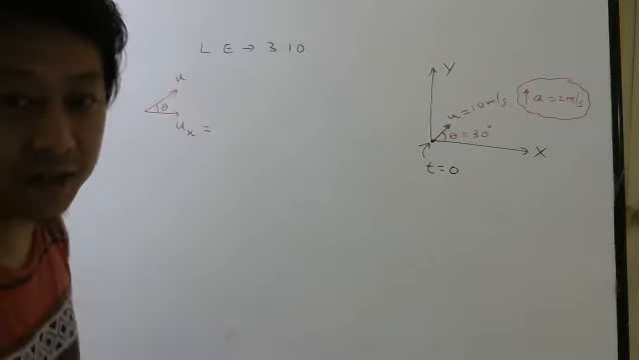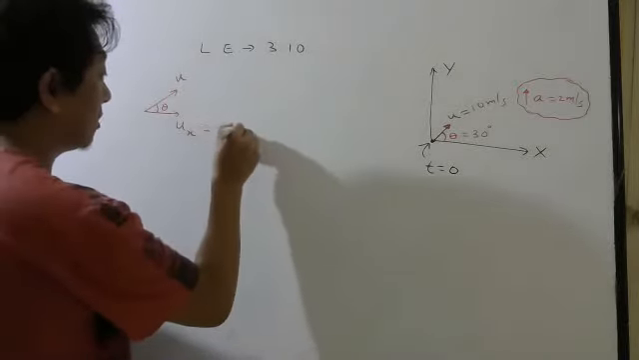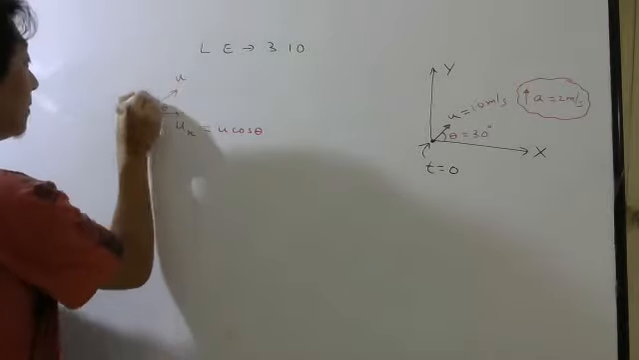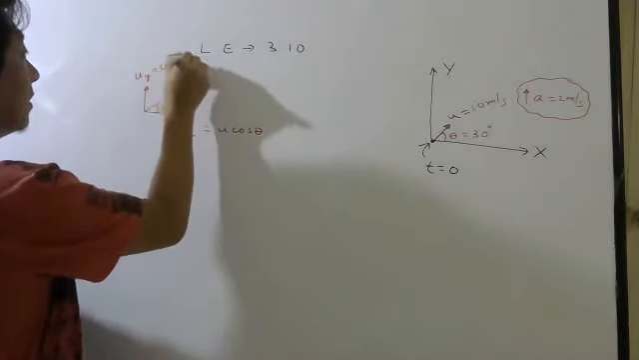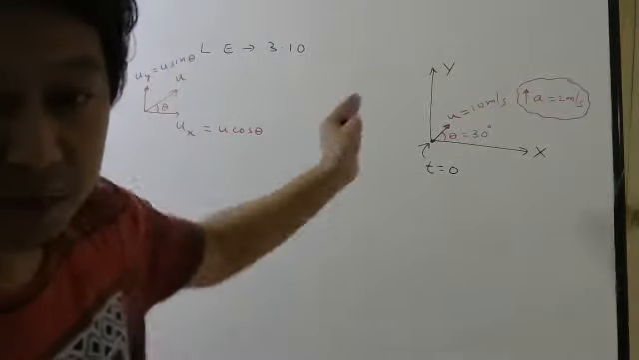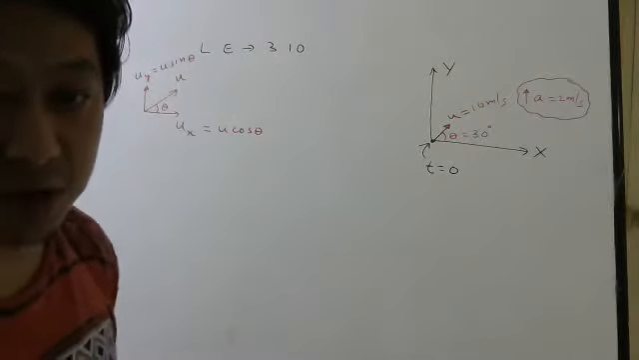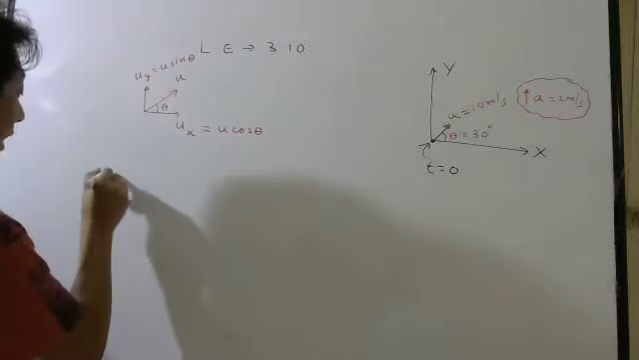U cos theta, right? U cos theta. And what will be uy? U sin theta. So we have taken the components, not cos theta. You have to say u cos theta. Okay, so let us calculate.